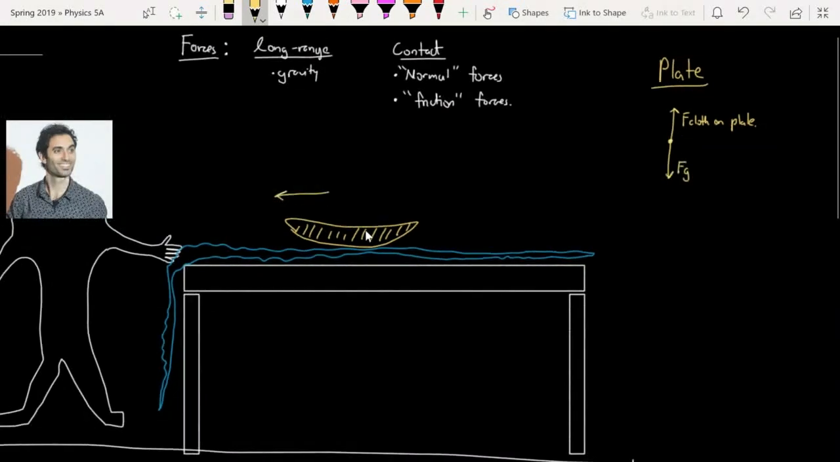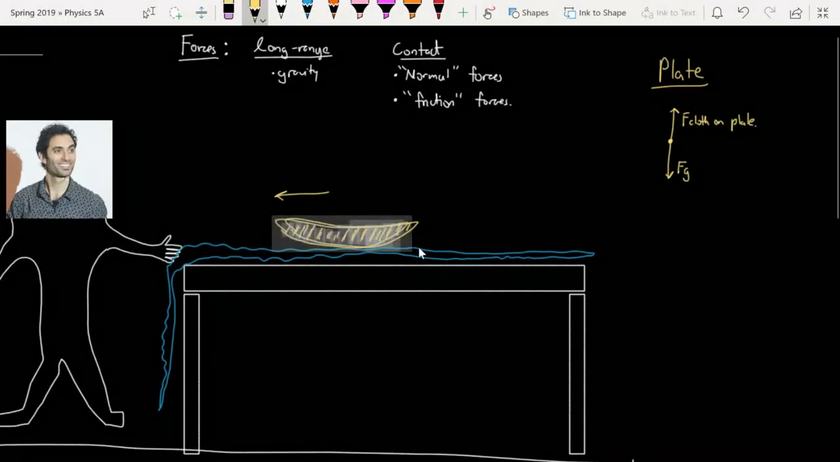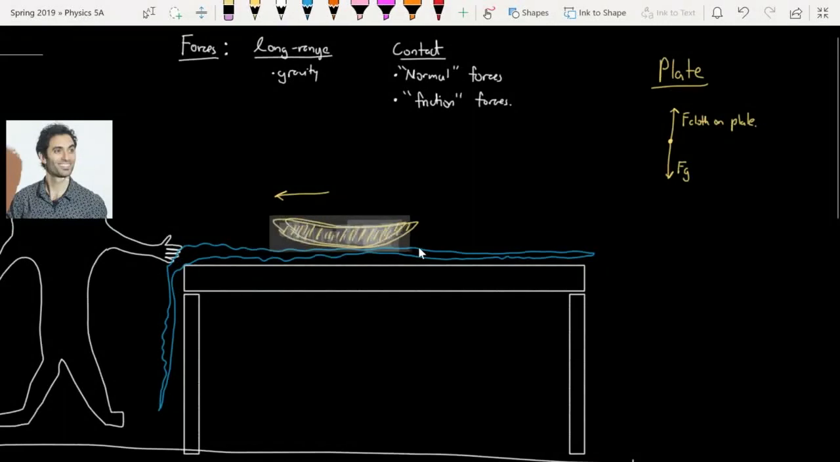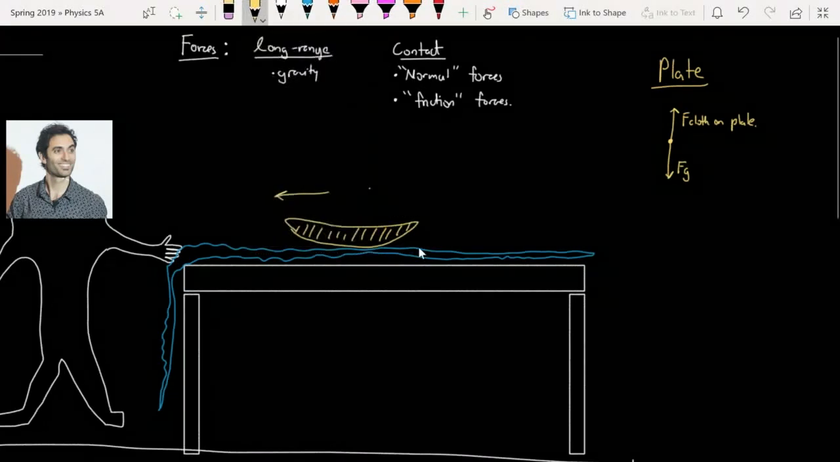It might shift forward a little bit. Let's see if I can use some skills here. You might do this, right? If you were to pull it really fast, the tablecloth might be gone, but this might go like here. So it's going to move to the left in some way, shape, or form, or it's just going to be dragged to the left.